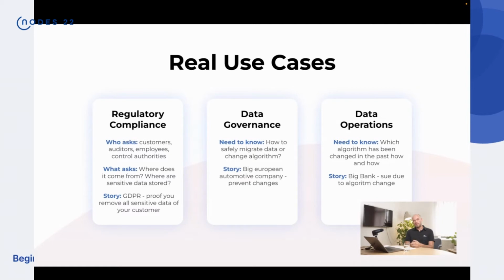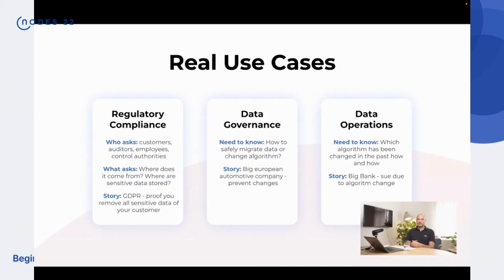But if they have MANTA, they can map all those systems, and they easily know what happens if they change the interface of one system. How will it impact the others? And migrations and changes of interfaces are much easier and more error-proof.